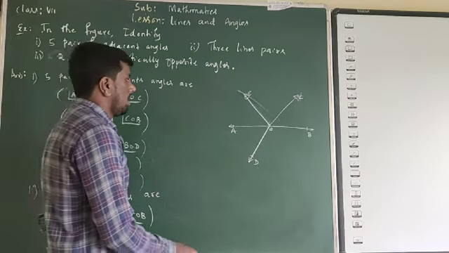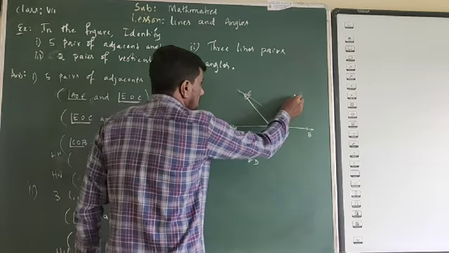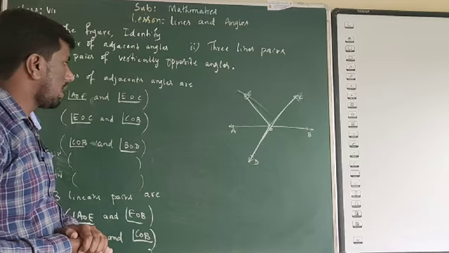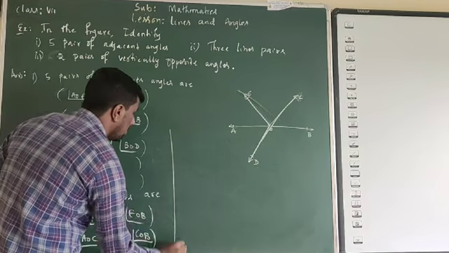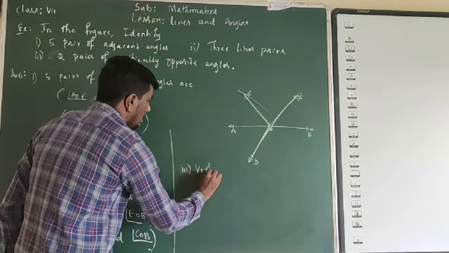Again, the last one is 2 pairs of vertically opposite angles. Now you should find out exactly what the lines are, then only you will be able to find the vertically opposite angles. Therefore, what are the 2 pairs of vertically opposite angles?